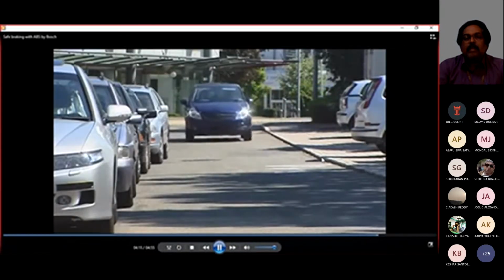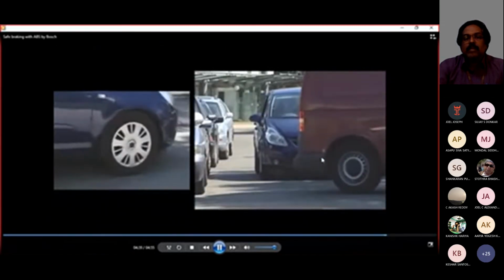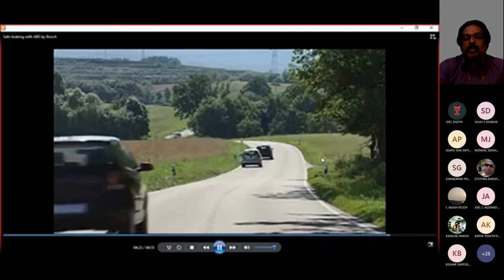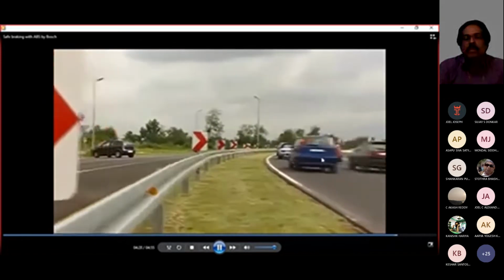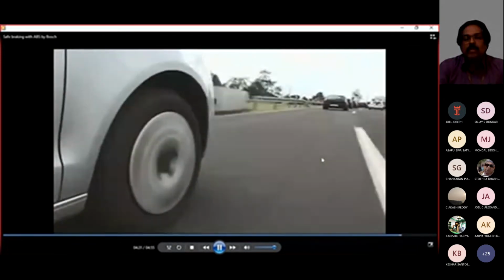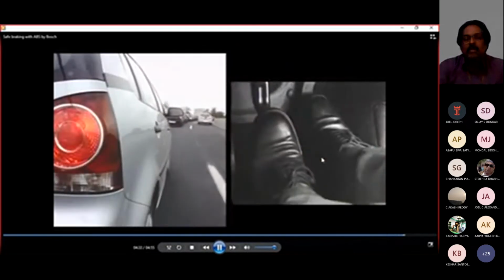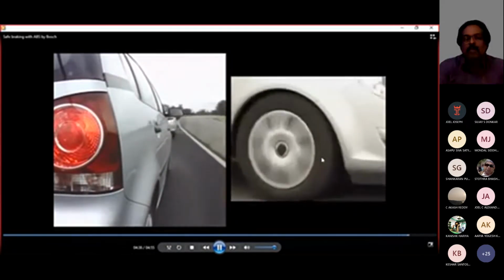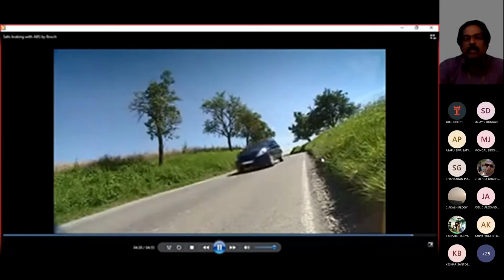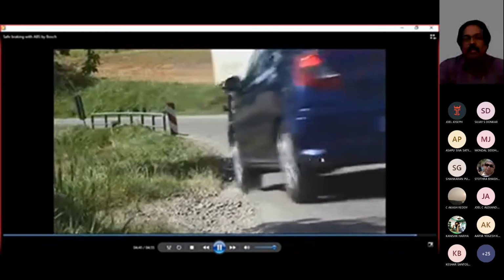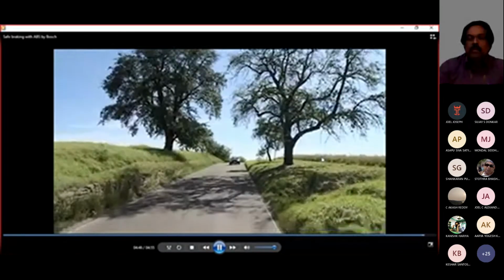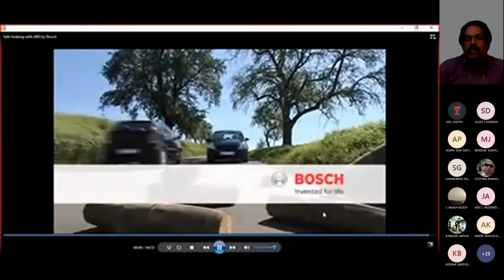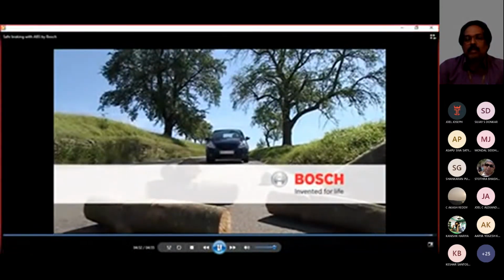In everyday life, these abilities of ABS are vital. ABS prevents the locking of wheels when applying full brakes. It shortens your braking distance and ensures that the car remains steerable and stable. ABS is essential for your safety. Safe braking with ABS from Bosch. Bosch, invented for life.